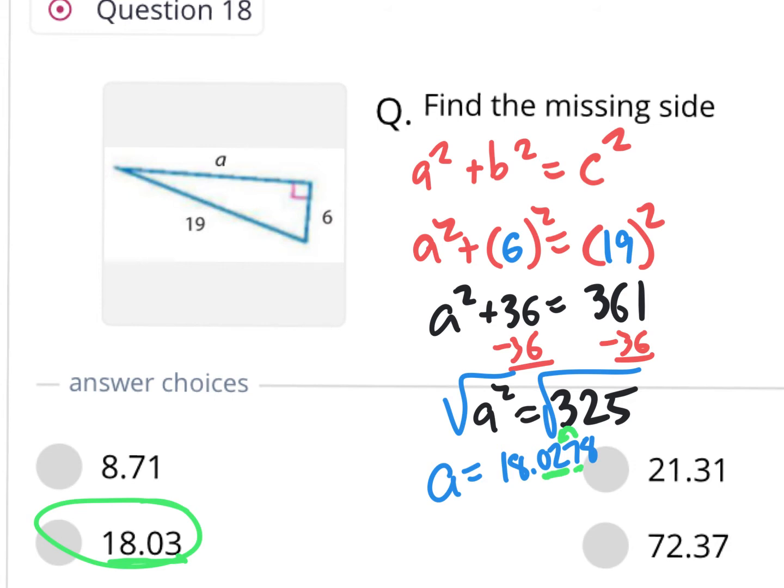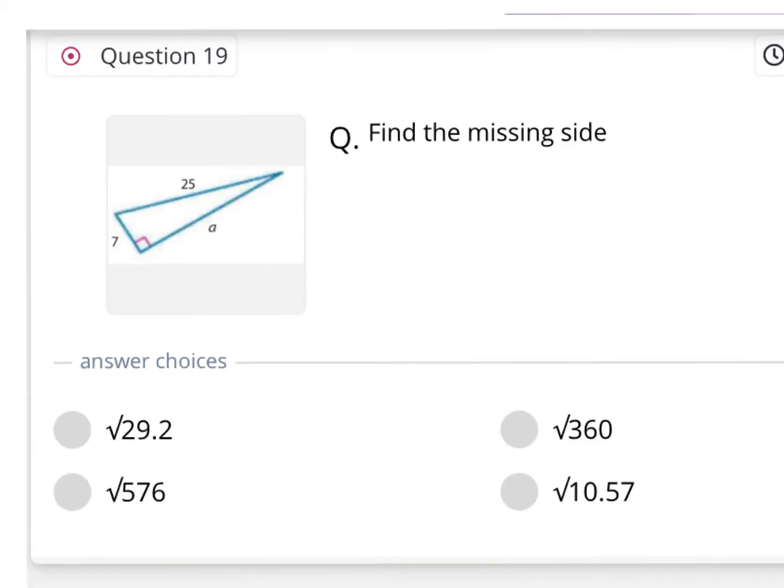Let's move on. Question 19. Question 19 is yet another Pythagorean theorem question. So let's get going here. We have a squared plus b squared equals c squared. So what is the hypotenuse? That is the number 25, okay? Because it's opposite of that 90-degree angle.